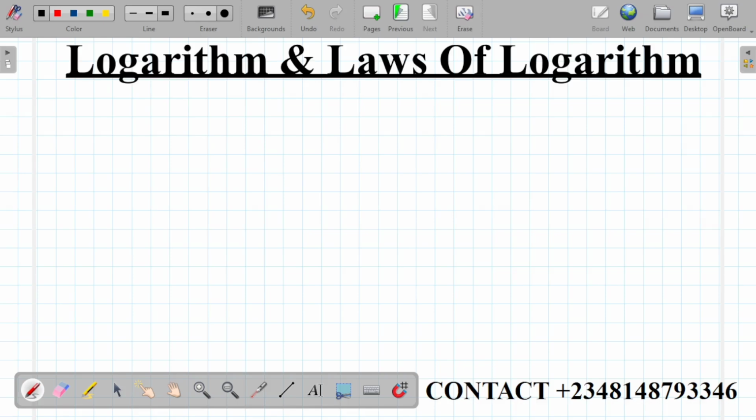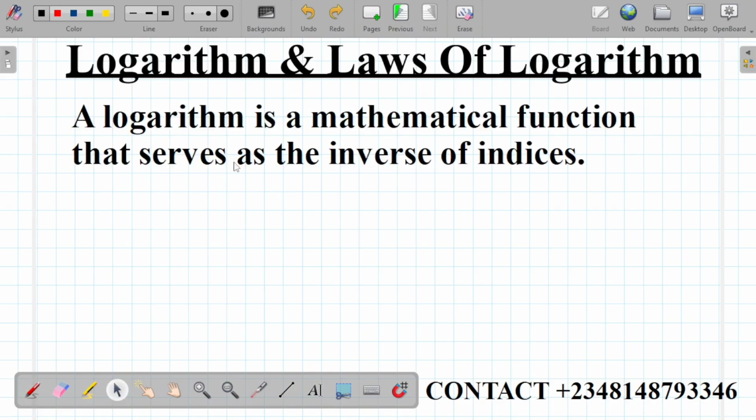In today's class, we'll be dealing with logarithm and laws of logarithm. First of all, what is a logarithm? A logarithm is a mathematical function that serves as the inverse of indices.